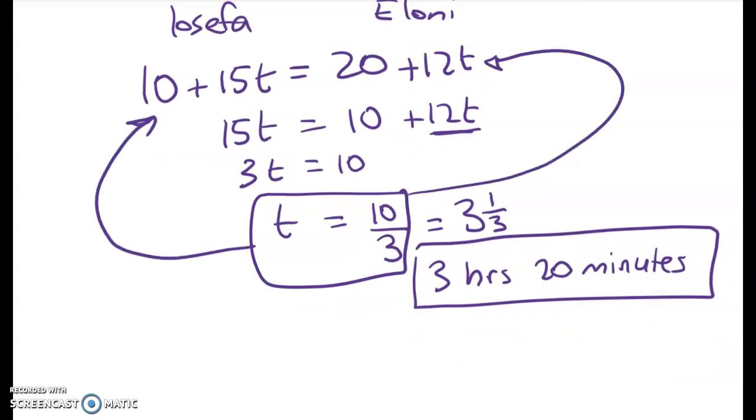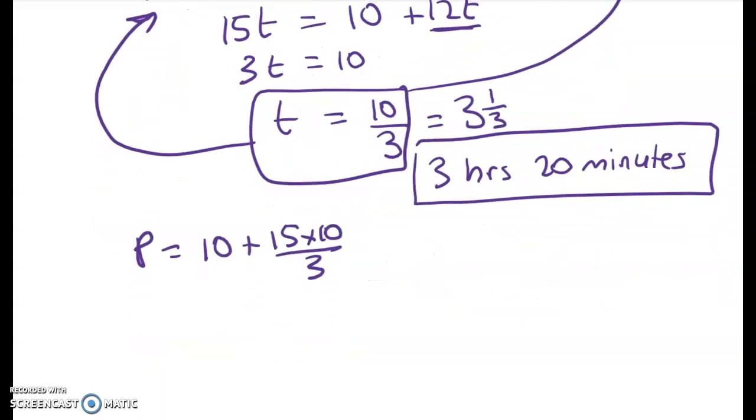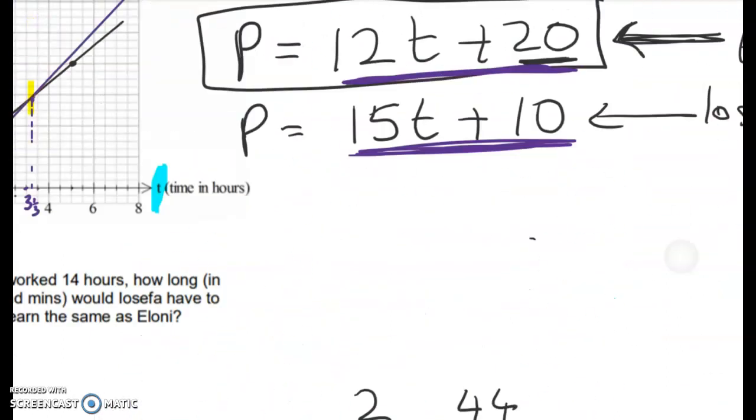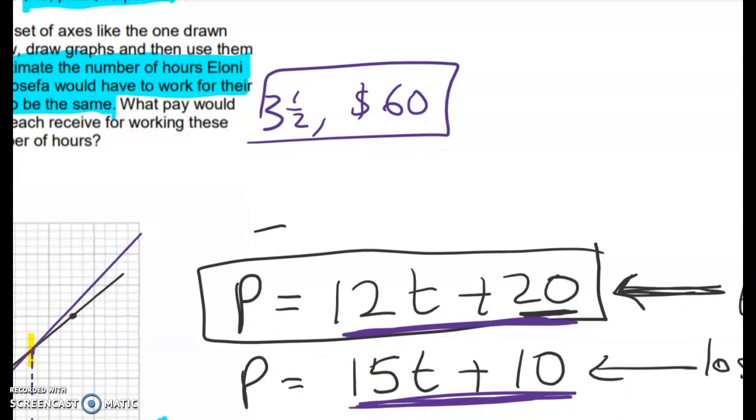So P will be 10 plus 15 times 10 divided by 3. Remember, you're welcome to use your calculators. So we've got 10 plus 50, which is $60. So how did I do on my estimation? Well, I said way back up here, I said 3.5 hours, and the actual amount was 3 hours and 1/3, but I got the amount right. Okay, so that's what they'd receive for both working those hours.